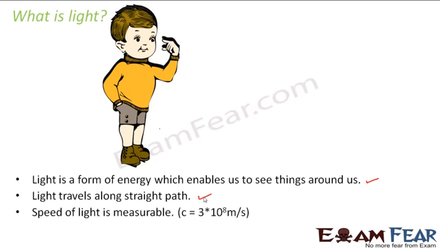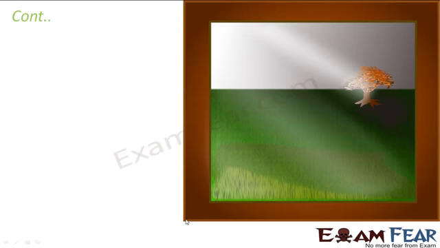Speed of light is measurable and it is supposed to be a constant value, which is 3 x 10^8 meters per second. This much is the speed of light, and it is generally denoted by a small c. That is the convention which has been used for years. So this was something about light.